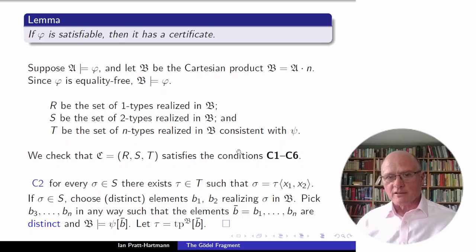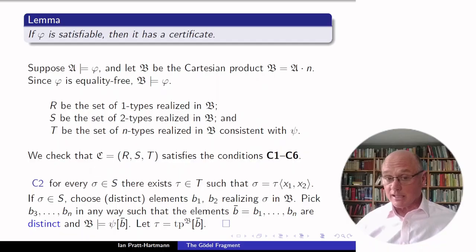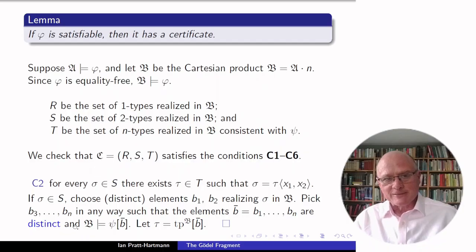B is a model of our formula phi. And what does the formula phi say? It says for all x1, for all x2, there exist x3 up to xn satisfying psi. So, since we've got B1 and B2, we know that there exist elements B1 up to Bn, such that the tuple B bar given by B1 up to Bn satisfies psi. Moreover, we can assume that these are distinct, because B has so many copies of everything, we can just take them all distinct.